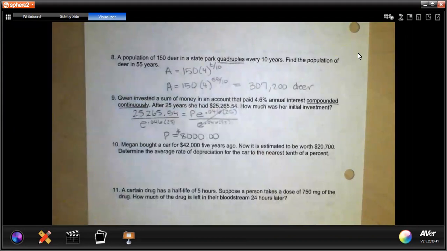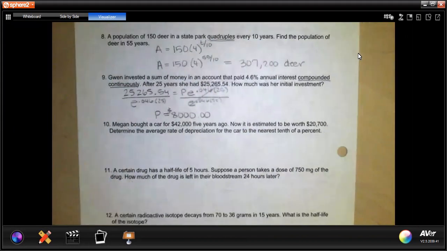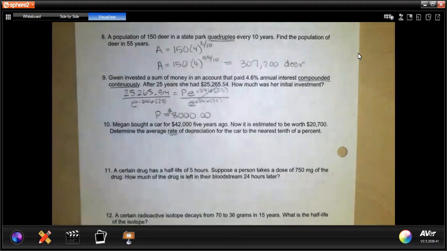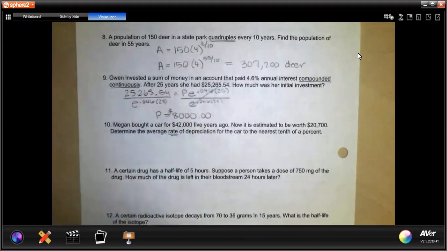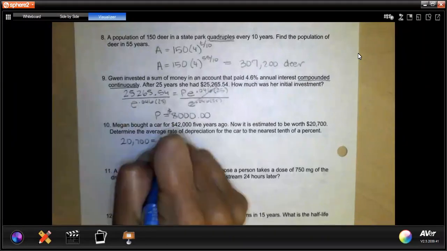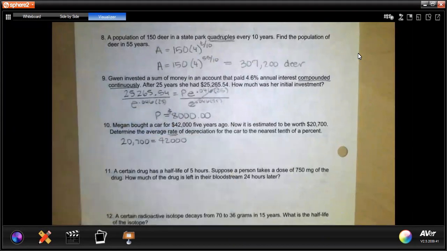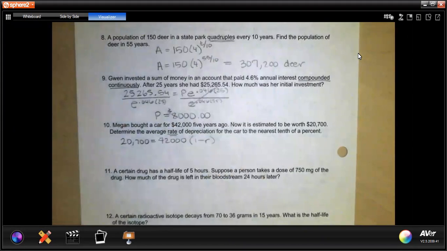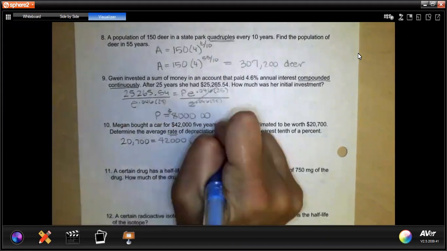All right, for number 10, it says Megan bought a car for $42,000 5 years ago. Now it is estimated to be worth $20,700. Determine the average rate of depreciation for the car to the nearest 1/10 of a percent. So here our variable is going to be the rate. That's what we don't know. So the car is now worth $20,700. It started at $42,000. 1 minus, that's what we don't know, is the rate. And she bought it 5 years ago. So that's our time there.